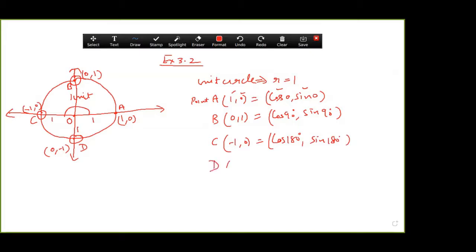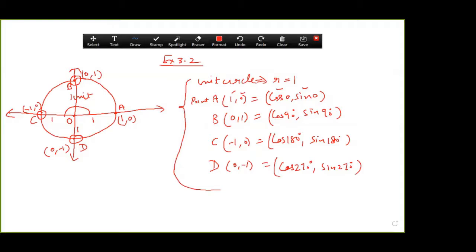D has the point 0 comma minus 1. Further plus 90, it means 180 plus 90, that comes out. Now the angle becomes 270 degree, so cos 270 degree and sin 270 degree. And if you come back to the point A, rotation is completed. The angle is now 360 degree. Cos 360 is 1 and sin 360 is 0. Now there is a way to learn the values at 0, 90, 180, 270 degree and so on.